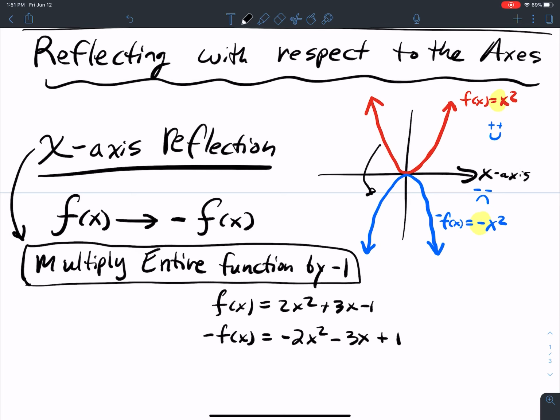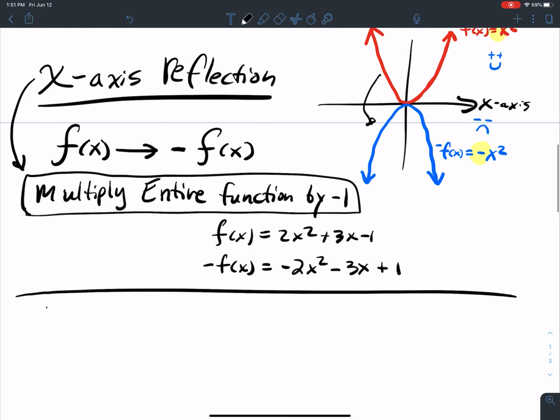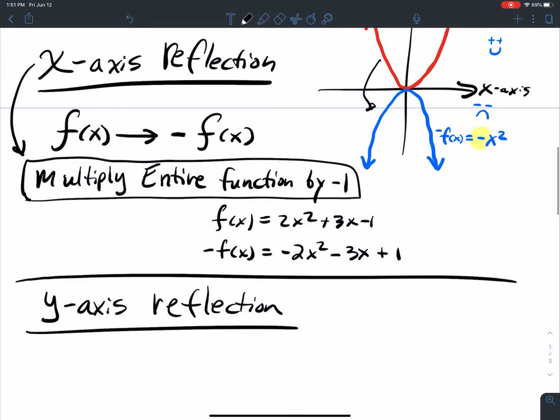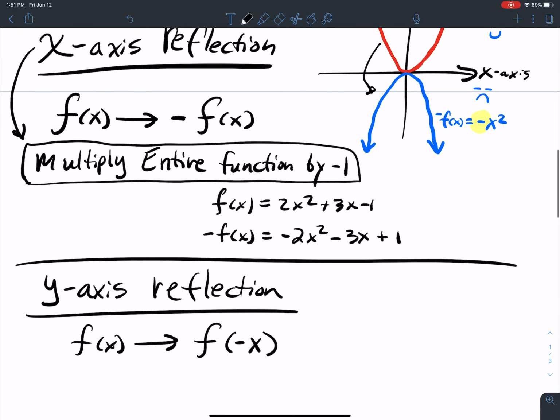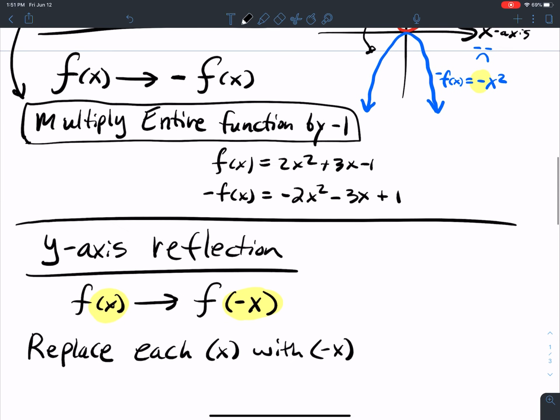All right? Now, with respect to the y-axis reflection, this is going to take f of x, the function, and everywhere I see an x, I'm going to replace it with negative x. Okay? So what do I replace each x with? Negative x. Okay? Always put your parentheses around it. I promise you it's going to help you out.